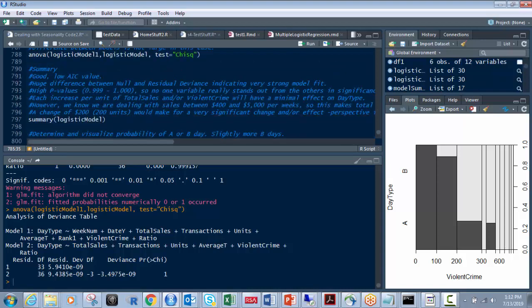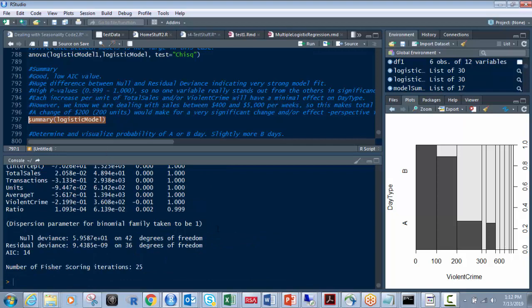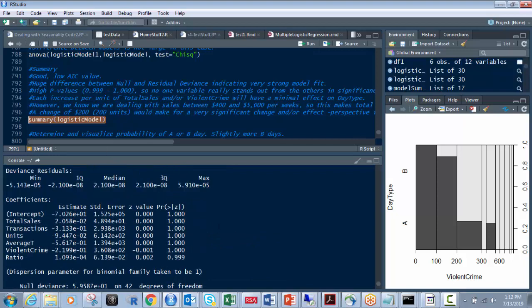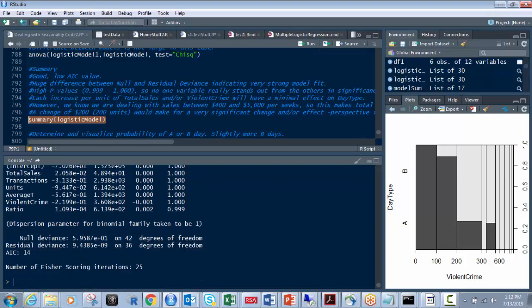So next, you want to go to the summary. Summary is a very simple function to run, the summary of your logistic model. But there are a lot of important values here and interpretations of this. Let's look at this. There's our AIC of 14. That is a very low value. Remember, we told you earlier you want to be below 100. So we're definitely below 100, so it's a very strong value there, so I put right here, good low AIC.